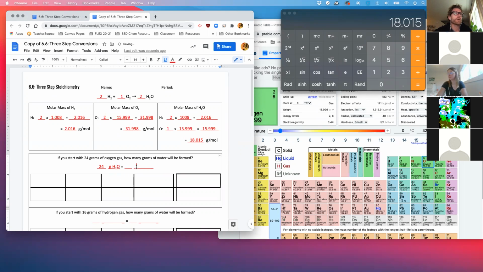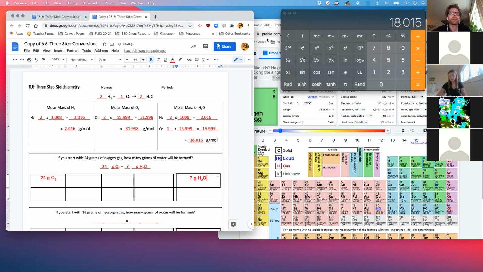Just G, H2O. And we want to know how many G, I'm sorry, this is actually G of O2, excuse me. It says we start with 24 grams of oxygen gas. How many grams of water will we have? Okay, I write down what I have, what I want. So now I can start to fill in some stuff here. I can say, hey, I start with 24 grams of O2. How many grams of H2O will I get?